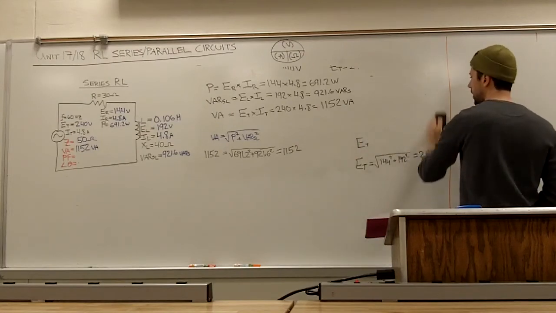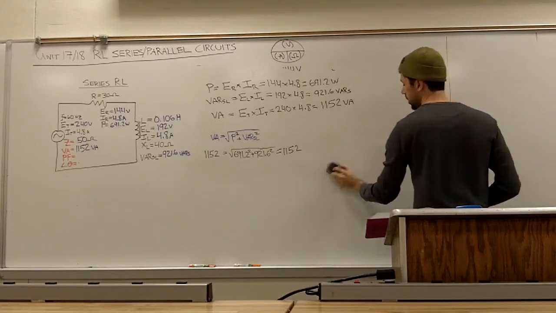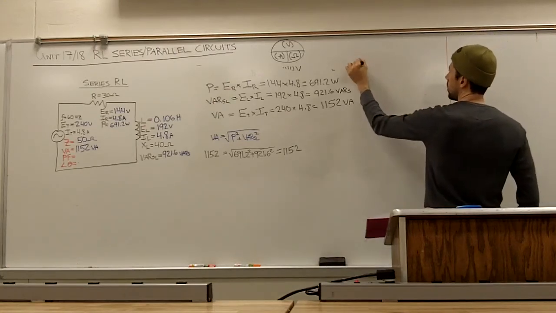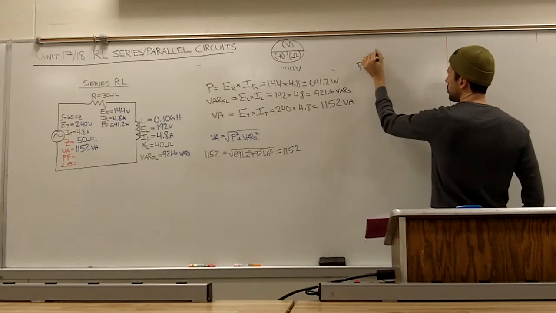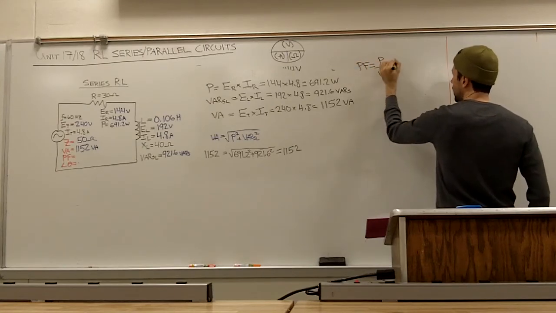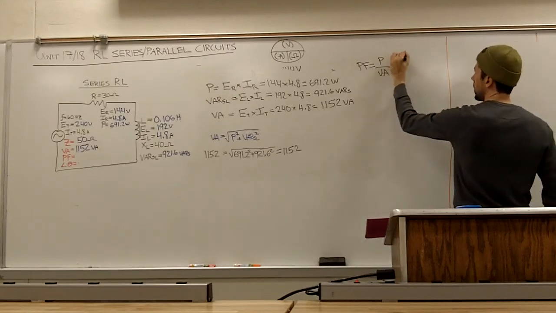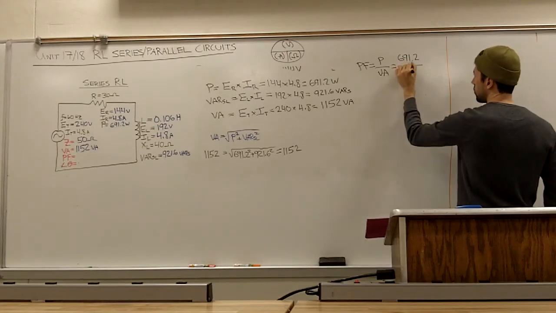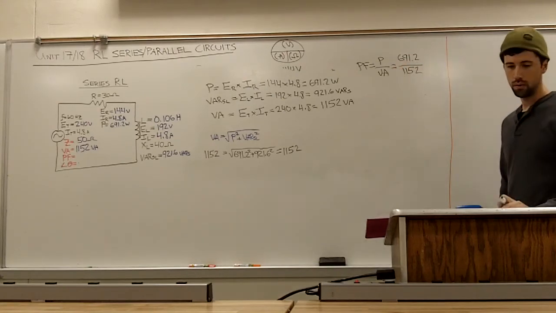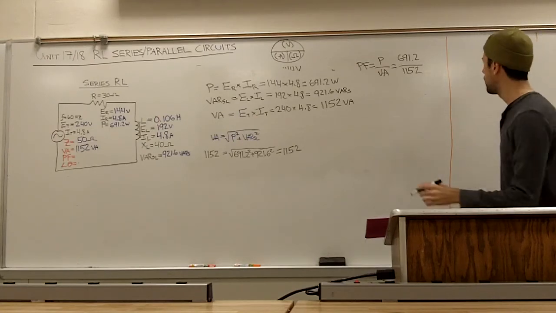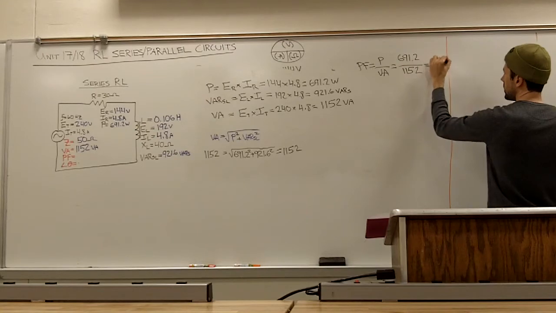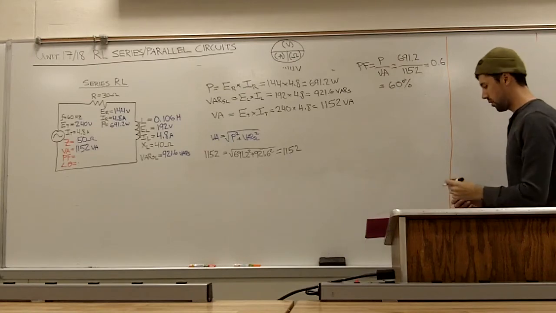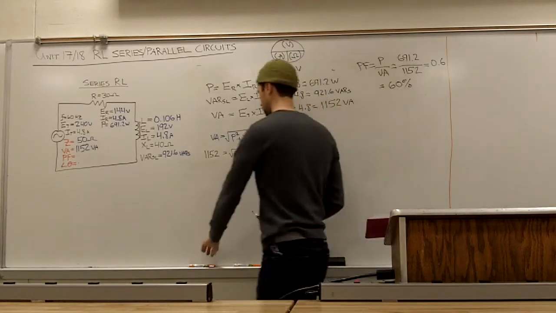Next, let's look for the power factor. The power factor tells us the percentage of power in the circuit that can actually be utilized or converted into some other form. Our power factor is simply the ratio of our true power P divided by our apparent power VA. So our true power P is 691.2 watts, and we're going to divide that by an apparent power of 1,152 volt amps. We divide those two, and I get a power factor of 0.6, which is also equal to 60%. The decimal or the percentage is fine.